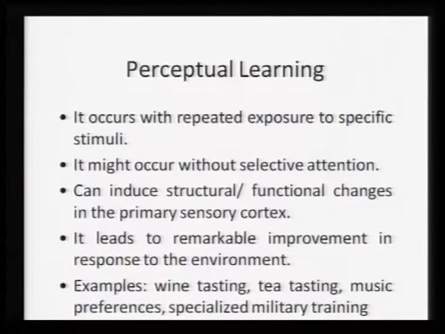Music perception, for example. Now, in music preference, you are trained in a particular type of music, and because of this repeated exposure, you have learned something that has actually made some change in your primary sensory cortex. You can take the example of specialized military training.